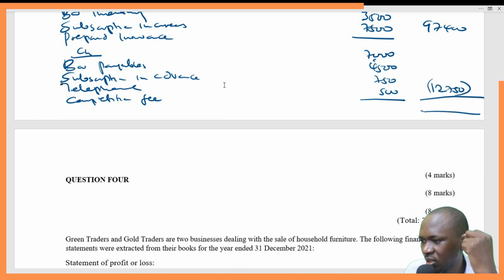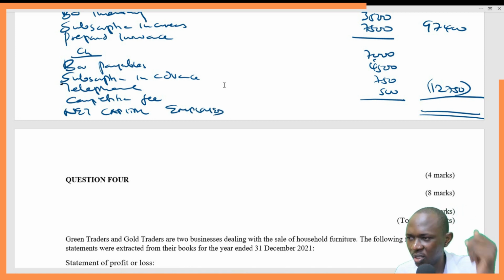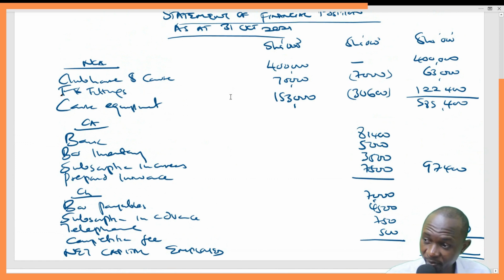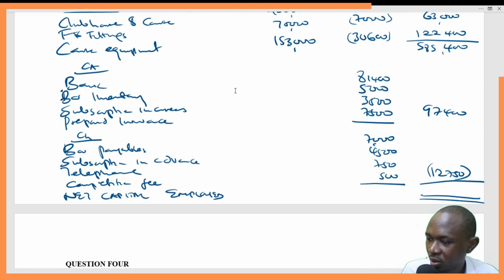What we get should be our net capital employed. So let's get the answer. This will be 585,400 plus 97,400 minus 12,750. That gives us 670,050.